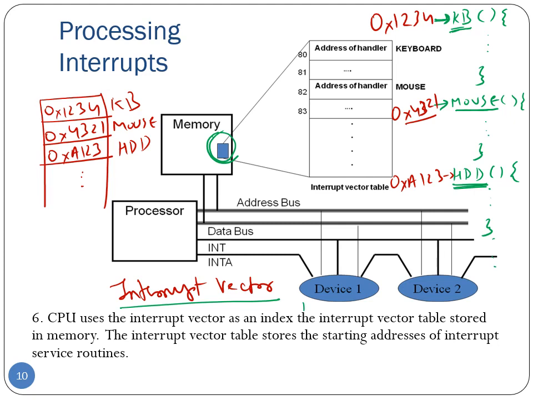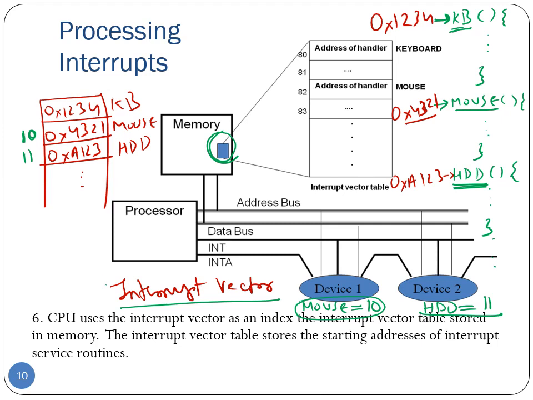For example, let's say this is mouse. Let's say the interrupt vector, or the identifying integer, for this mouse is 10. Similarly, let's say this device 2 is your hard disk, and the interrupt vector for this hard disk is 11. So the address of the mouse interrupt handler would be stored as the 10th entry in this interrupt vector table. Similarly, the address of the interrupt handler for this hard disk would be stored as the 11th entry in this table.